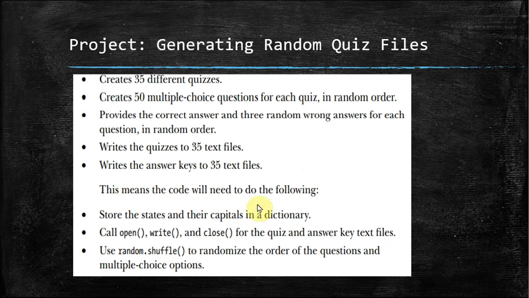This means that the code will do the following. What are the things this particular code is going to do? Store the states and their capitals in a dictionary. So we are using the concept of dictionaries. In dictionaries, how are you going to store your data? We are going to have a key as well as value pair. Here the key will be the state and the value will be the capital of that particular state. Then call open, write, close for the quiz and answer key text files, and after that use random shuffle to randomize the order of the questions and MCQs. So these are the things your program is going to do.